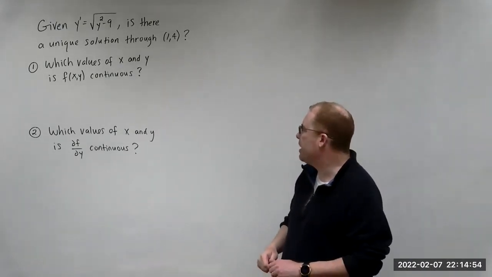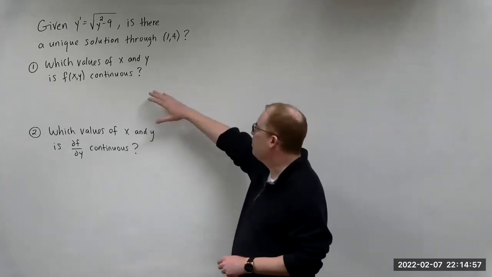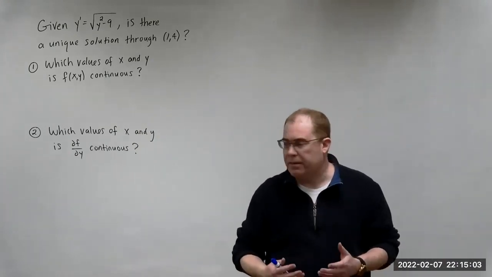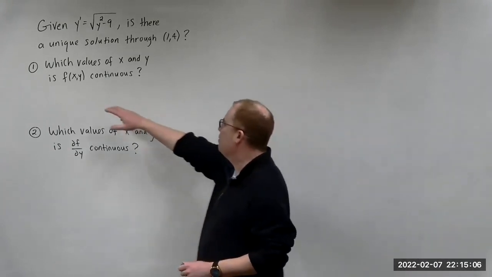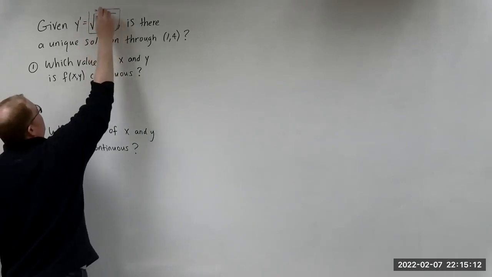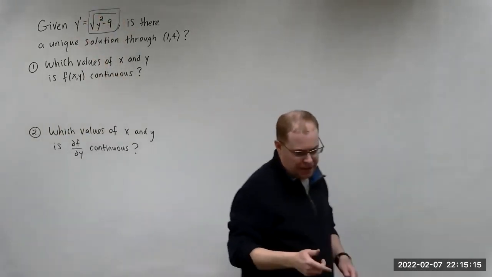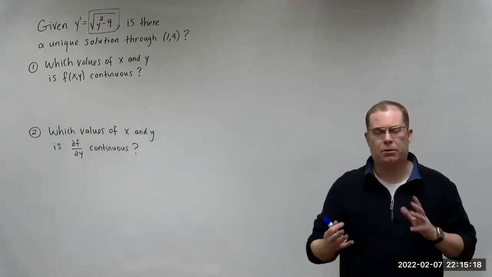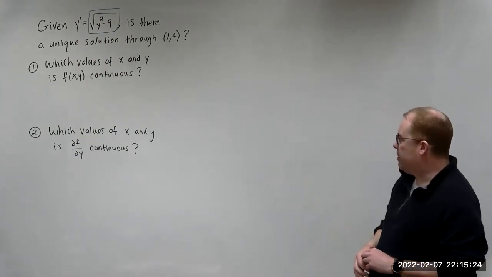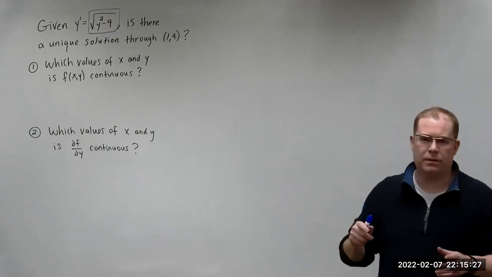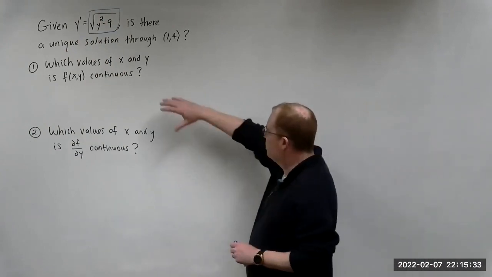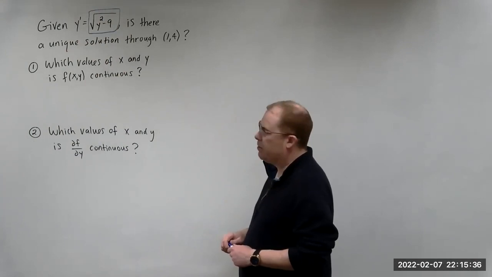So we need to figure that out, and the way we can figure that out is to look at these conditions. First we need to figure out for what values of x and y this function is continuous, and f of x, y is referring to this part here. In this case, the function is dependent only on y, but you could have another variable in there as well. The other part is that we need to figure out for which values of x and y the partial derivative of this function with respect to y is continuous. Once we answer these two, we can see whether or not there's a unique solution.